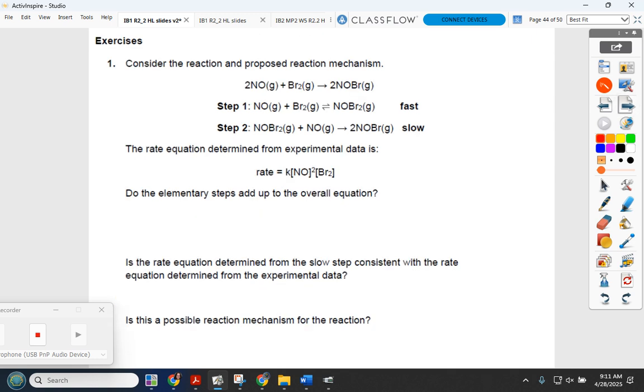All right, so if we look at exercise 1 on the next page. Here's our reaction. Here's our proposed mechanism. Note that in this case, our rate limiting step is step 2. So we're going to have to make sure that we take into account how we get the reactants for step 2 in terms of our overall rate equation.